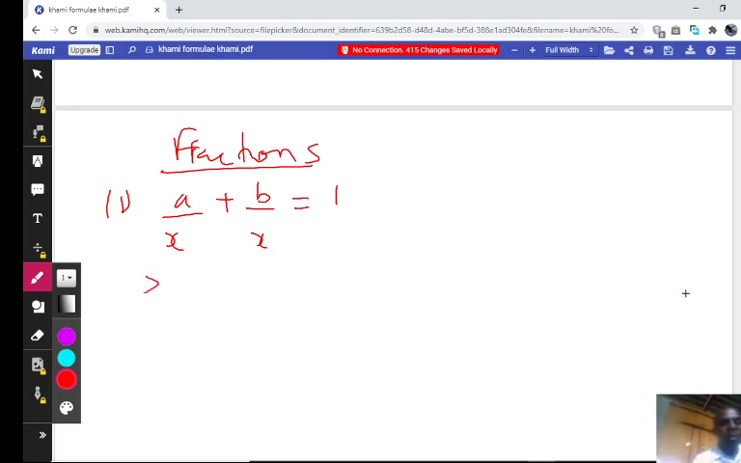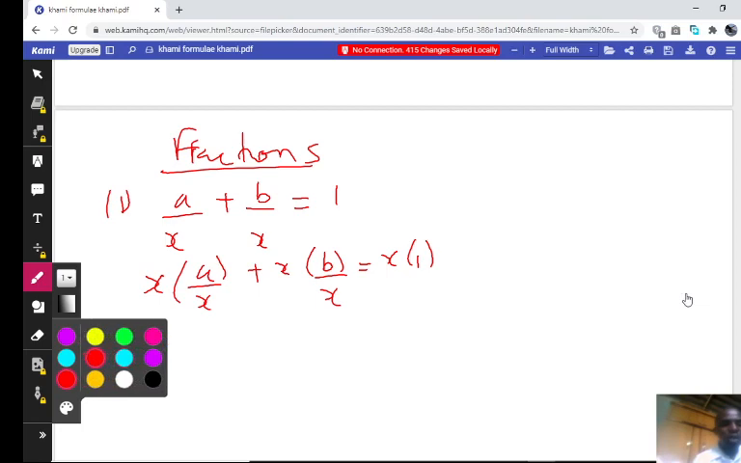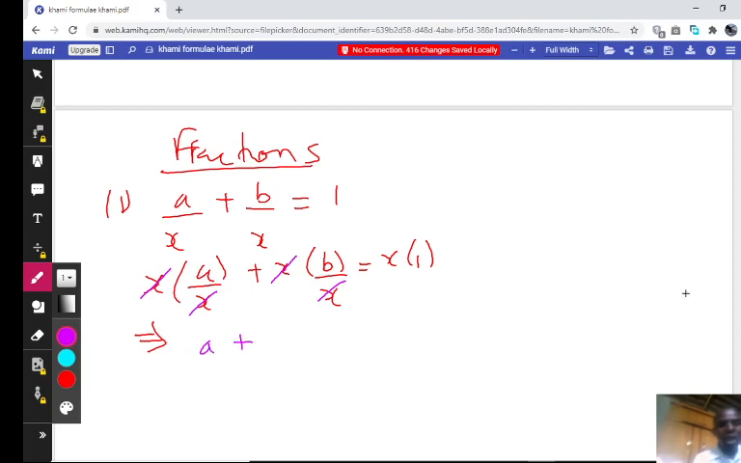So let's multiply. It will be x times a over x plus x times b over x is equal to x times 1. This one, they will cancel out, x with x, then x with x. So we'll be left with a plus b is equal to x times 1, which is x. So it will be x is equal to a plus b. What you want is x, not a plus b, because you want to make x subject of the formula. So it's supposed to be x is equal to something, not a plus b is equal to something. That's why I've changed it to this form.